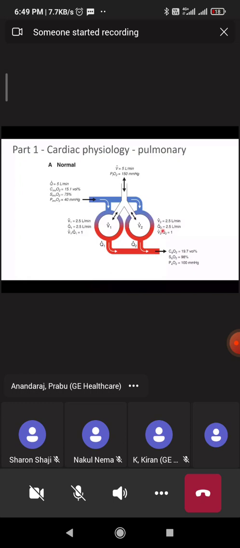Okay. So now put these things in perspective. Whatever we have seen, the deoxygenated blood is coming, and you can see the value here. Let's say that 5 liters per minute is the flow.